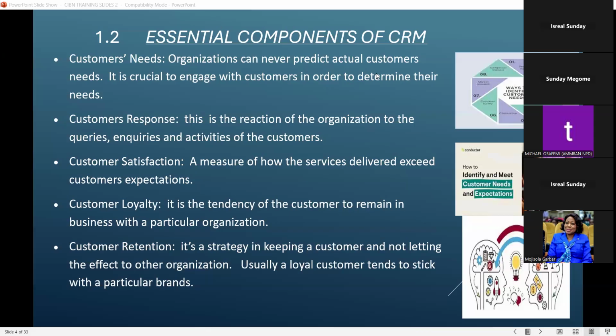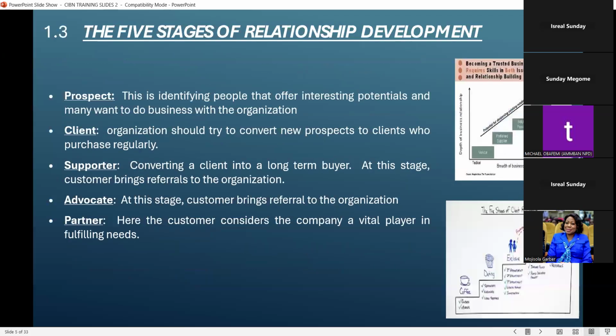So we move to the 5 stages of relationship development. The 5 stages of relationship development. Of course, the first one, we are talking about prospect.